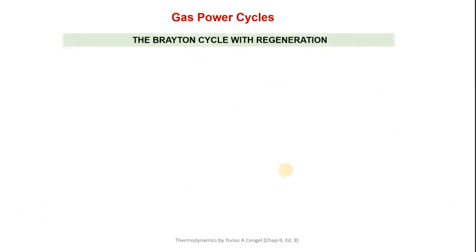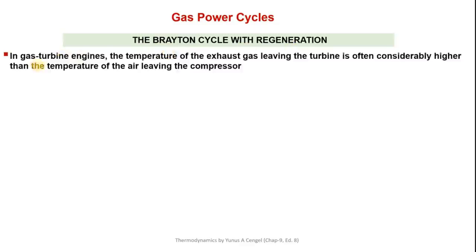Okay, next we shall see the Brayton cycle with regeneration. Just like we have seen in the steam power plant, there was a steam power cycle with regeneration to improve the efficiency of steam power cycles. Immediately we can use a regeneration process in the case of the Brayton cycle here. So in gas turbine engines, the temperature of the exhaust gases leaving the turbine is often considerably higher.